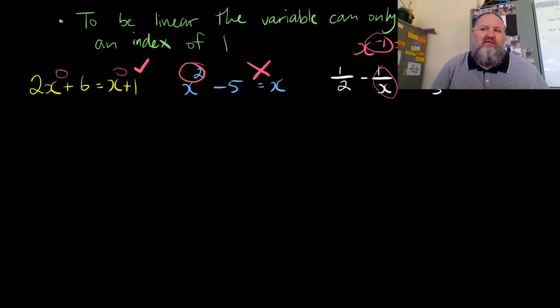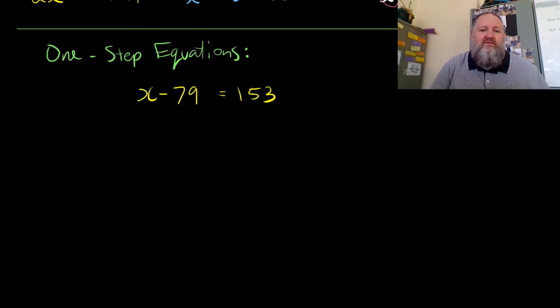Let's have a look at some examples. We'll start off nice and easy. Here we have some one-step equations. Here we have x minus 79 is equal to 153. Well, you've got to do the same process all the time. You ask yourself, what's the unknown? It's x. Is it by itself?